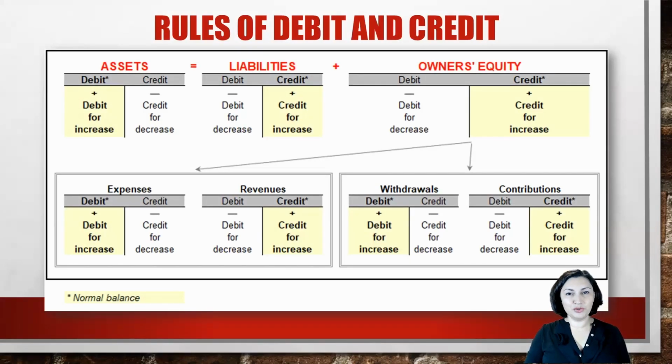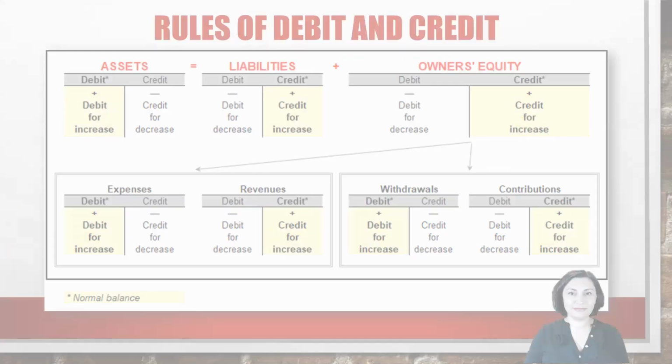Let's briefly review the rules of debit and credit. As we already learned, assets are increased by debit and decreased by credit, while liabilities and owner's equity are increased by credit and decreased by debit.